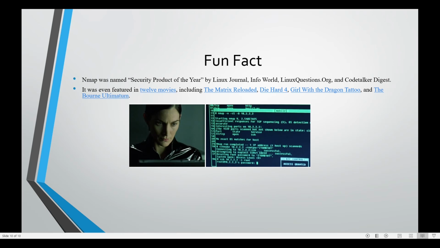So as discussed, the fun facts are that Nmap was named Security Product of the Year by Linux Journal, InfoWorld, linuxquestions.org, and Codetalker Digest. It was even featured in 12 movies including The Matrix, Die Hard 4, The Girl with the Dragon Tattoo, and The Bourne Ultimatum, as you can see in the screenshot from the movie. Now let's move on to the demonstration part real quick.